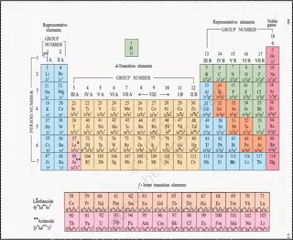Now group 1 and 2 are known as representative elements. Also group 13 to 18 are known as representative elements. Group 3 to 12 are known as transition elements, or you can call them d transition elements.